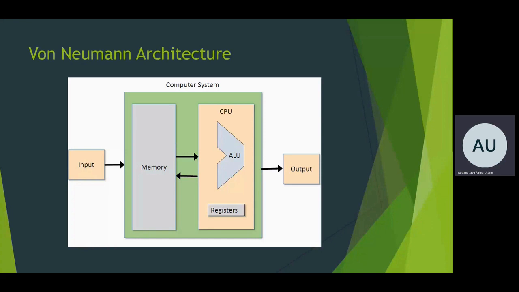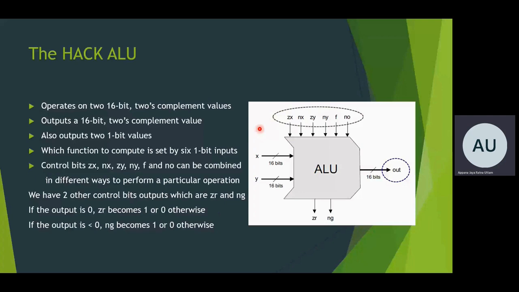So as we are making a Hack computer, it will be the Hack ALU. This is the diagram or pictorial representation of an ALU. The Hack ALU operates on two 16-bit two's complement values, those are the inputs x and y. It outputs a 16-bit two's complement value. It also outputs two 1-bit values, those are ZR and NG.